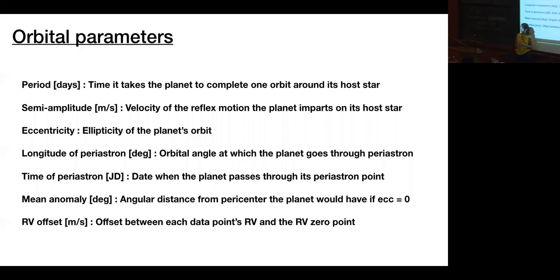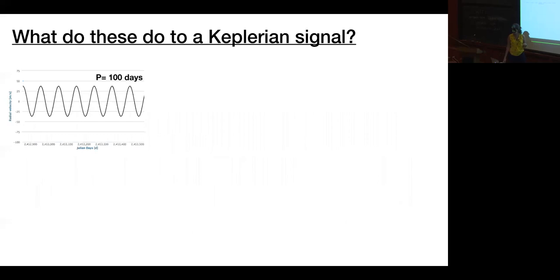And then the offset, I think Sharon mentioned this morning, the idea that between when your RV template was taken and when you observe, there can be a large shift in the star's velocity, so we account for that. So to help build a little bit of intuition, let's just break down what these things do to that nice sine curve we were talking about.